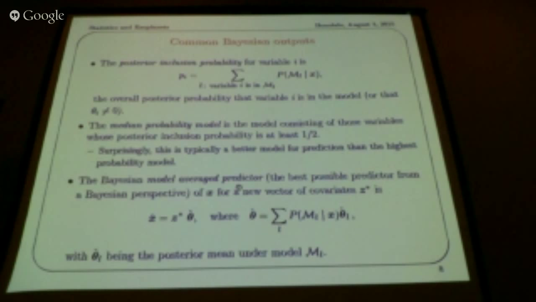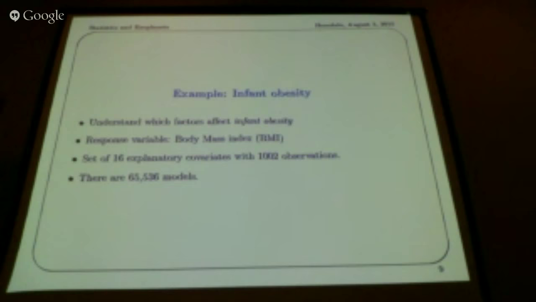And here's an example; my examples are unfortunately not astronomy from now on. This was an example about infant obesity. They were trying to understand which factors affect infant obesity. The response variable was body mass index. Body mass index, I think, is the weight over the square of the height, something like that. There were 16 explanatory covariates with 1,002 observations. So there are 2^16 models.